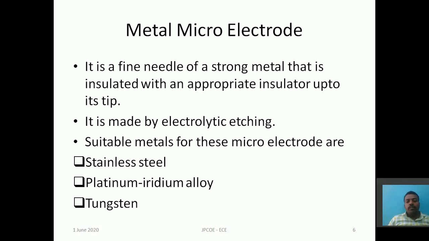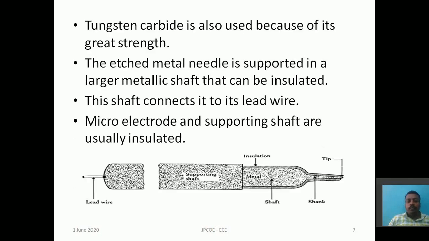Suitable metals for these microelectrodes are stainless steel, platinum, iridium alloy, and tungsten. These are the materials used in manufacturing metal microelectrodes. Tungsten carbide is also used because it has very high strength.